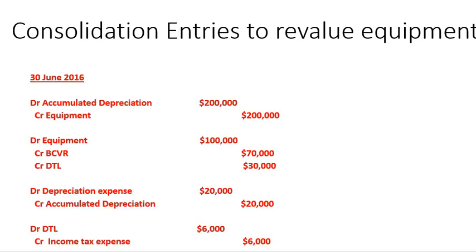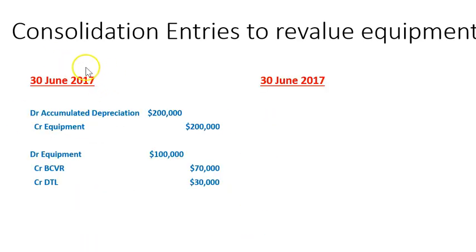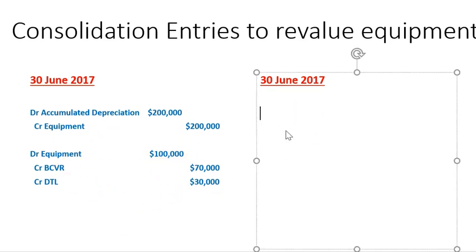Okay, so that was for 2016. So now we're going to look at 2017. So the first two entries are exactly the same. We want to get rid of that accumulated depreciation and credit equipment to reduce its value. We also want to revalue the equipment here. So it's just the depreciation expense that we need to be careful with.